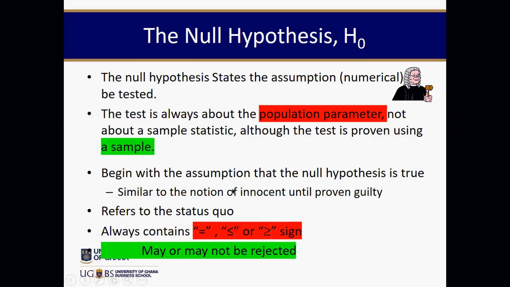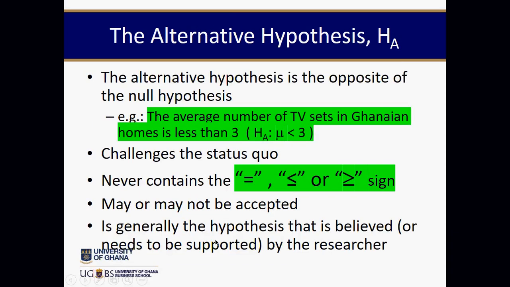Begin with the assumption that the null hypothesis is true, similar to the notion of innocence until proven guilty. So it refers to the status quo. It always contains equal to, greater than or equal to, or less than or equal to. It may or may not be accepted.